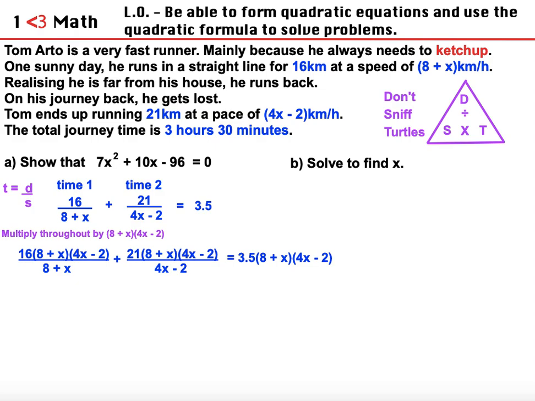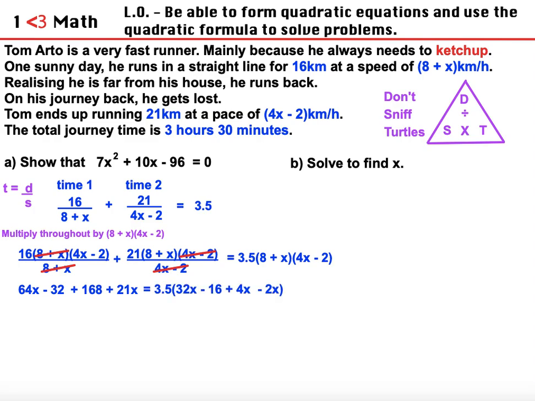Now, that allows us to cancel. So 8 plus x will cancel on the first term, 4x minus 2 will cancel on the second term. And now it's a case of multiplying out our brackets. So 16 times 4x is 64x, 16 times minus 2 is minus 32. 21 times 8 is 168, and 21 times x is 21x. So that's our left-hand side of our equation now cleared up.